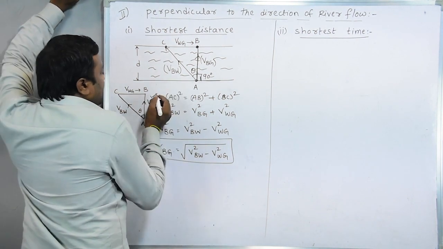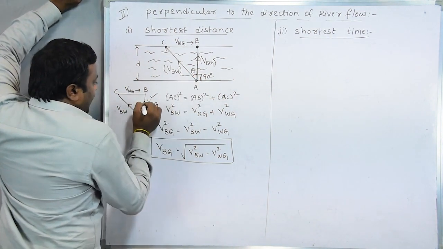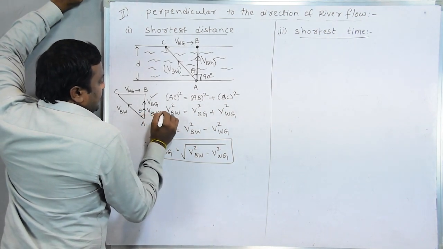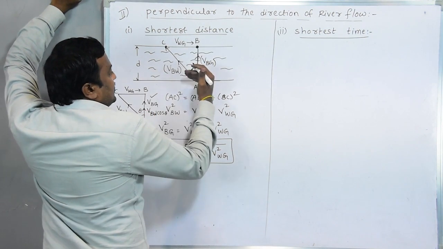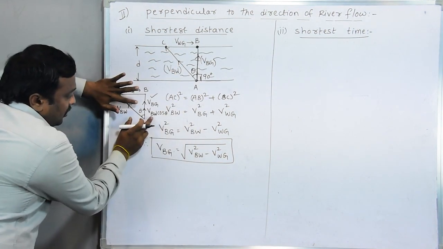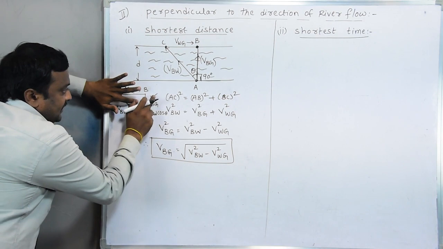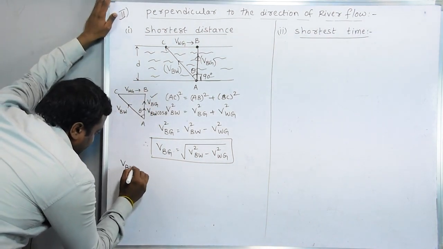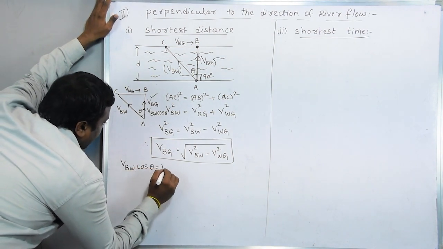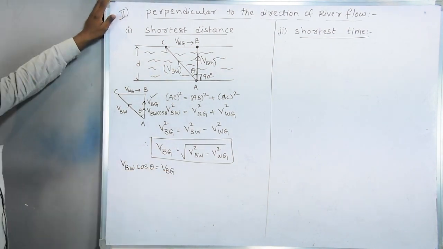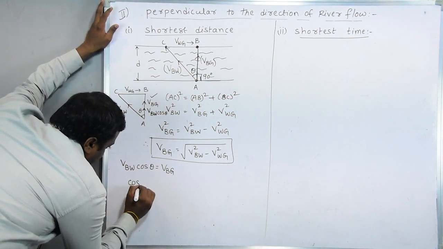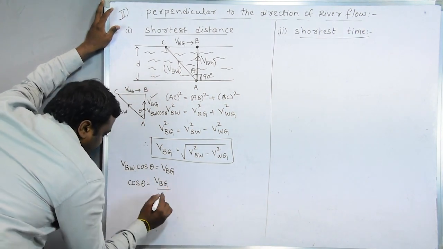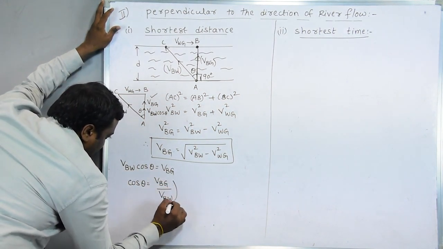And one more point you see, here if theta is the angle along this line, it is possible to write it as V_BW cos theta, the angle making with the axis. This is the perpendicular axis. And V_BW cos theta is equivalent to V_BG, boat with respect to the ground. Cos theta, how can you write? Velocity of boat with respect to ground by velocity of boat with respect to water.